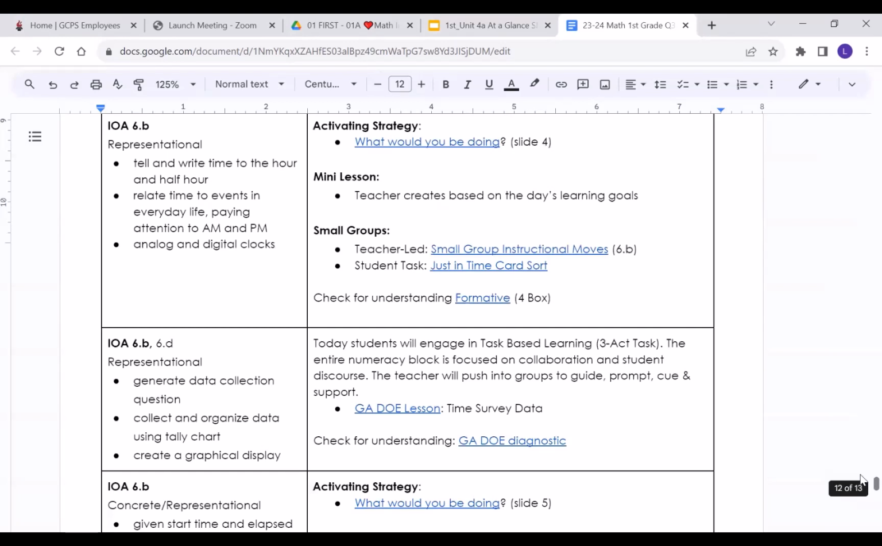At the representational level, students tell time by looking at images of clocks or will draw the hands on a clock to represent the time. You will also notice a day here where we have woven in IOA 6D. That's our data IOA. So students will be generating some data from their time survey, collecting that data and organizing it on a tally chart to represent the information gathered and to be able to ask questions and answer them from that data.